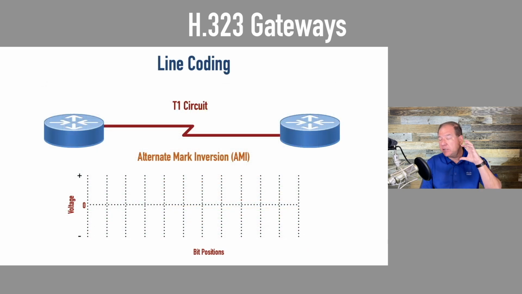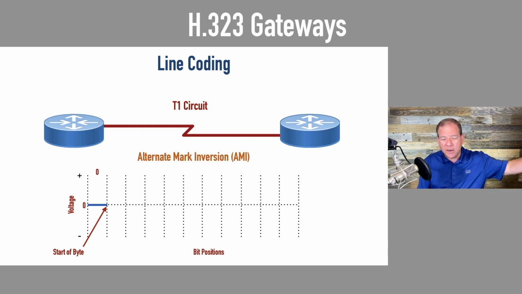And since this is a digital circuit, we need to represent 1s and 0s on this circuit. How do we do that voltage-wise? Well, there are some options. One option is called AMI, and that stands for alternate mark inversion. With AMI, the idea is the absence of voltage, or 0 volts, represents a binary 0. And the presence of voltage represents a binary 1.